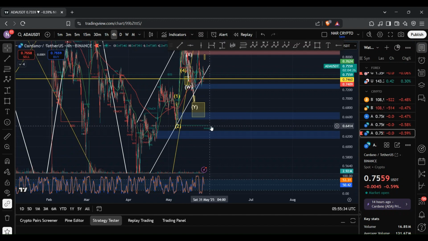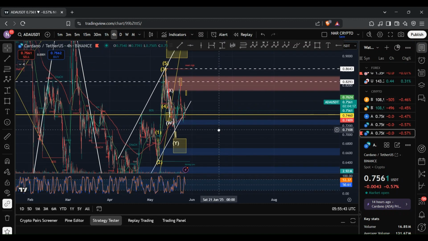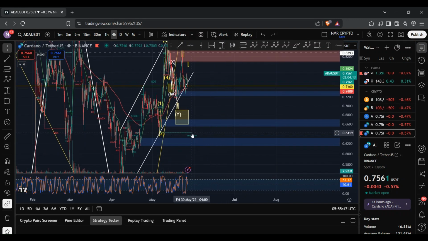And if this strong low was to get broken, then that would result in a change of character and a break of structure, which would then confirm that we're bearish. And then we could potentially see lower lows, but I personally don't see that happening. I am looking for a move to the upside as opposed to lower lows where we break this level at around 64 cents.